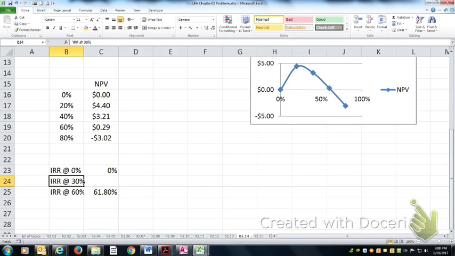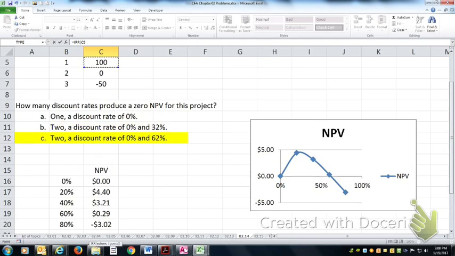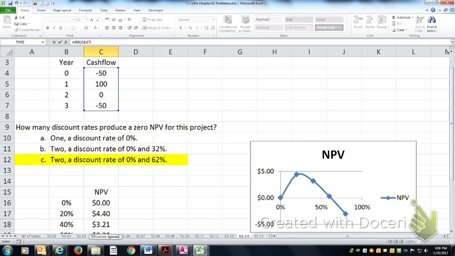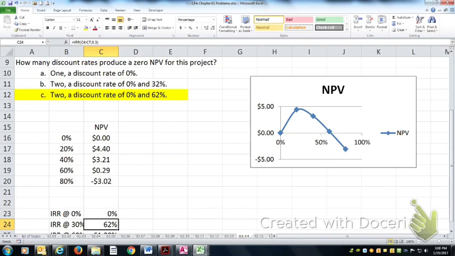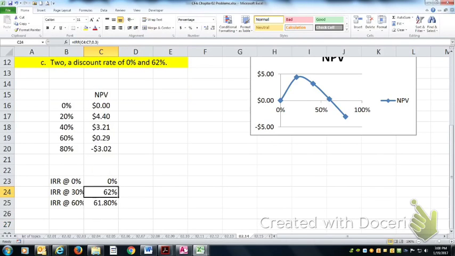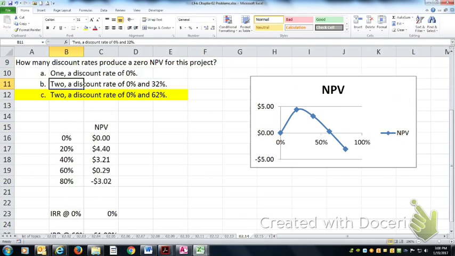You could also check to see if there's one around 30%. If there was one at 32%, then if you did equals IRR, cover up the cash flows, comma 30% or 0.3, it's going to pick the IRR closest. The thing is, from 30%, the closest one to it is the same one, the 61.8. So choice B is not correct, and choice A is not correct because from looking at the profile, we could tell there's at least 2.